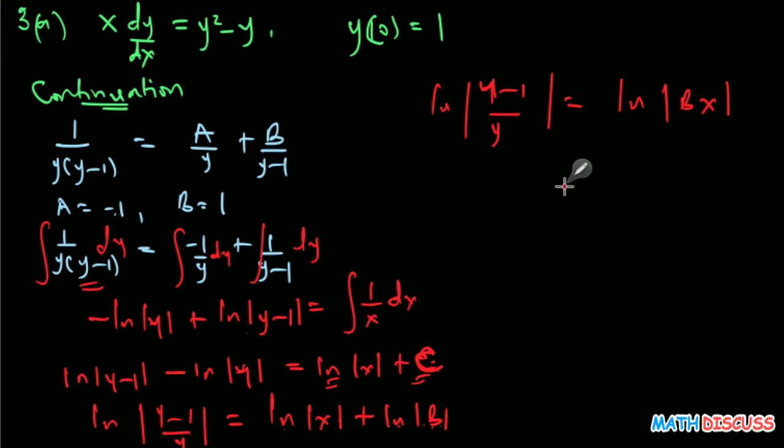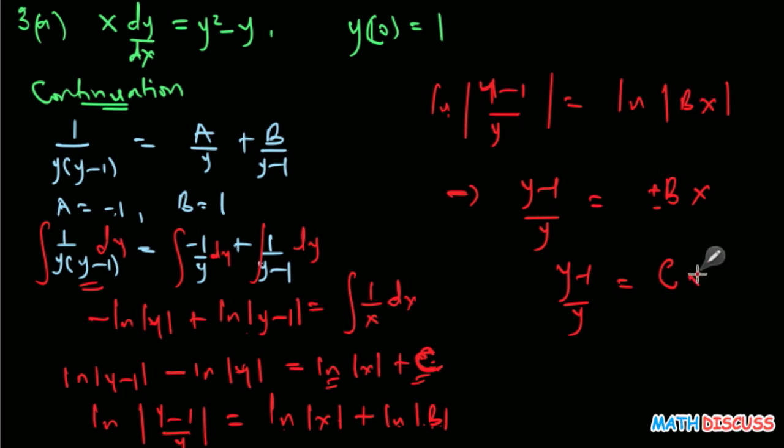So you see, that's what makes it very easy. Now to make this whole work simpler, let's do away with this, because if this equals this, this implies that, to simplify the whole thing, this is going to be bx or minus bx, which I'm going to call y minus 1 over y equals plus or minus b, let me call it cx. So our aim is now to make y the subject of the equation. We're told to find an explicit solution of the differential equation.